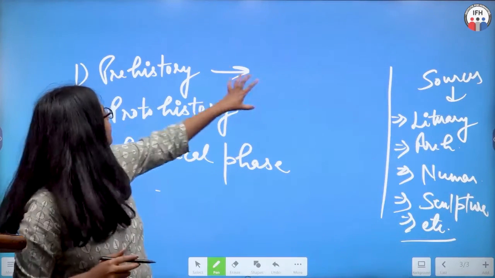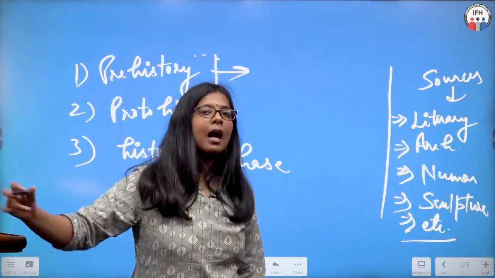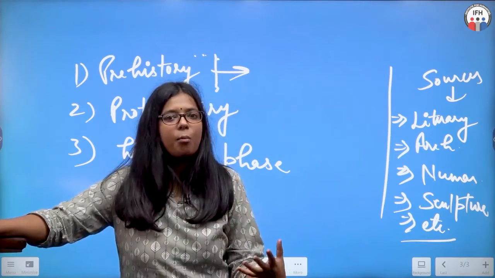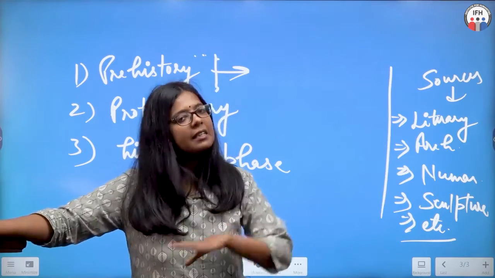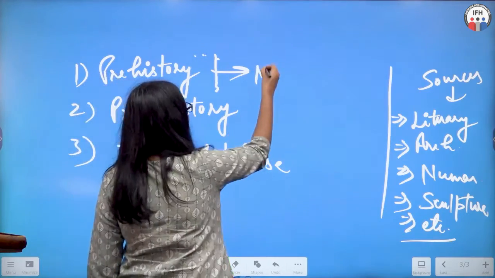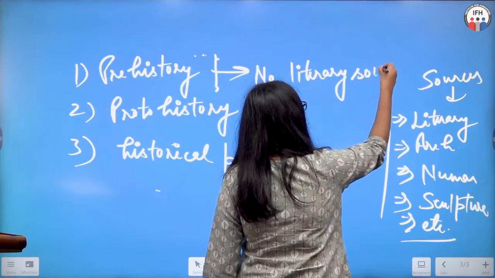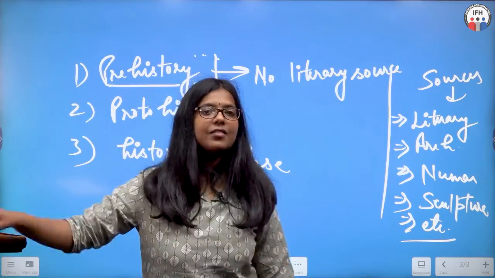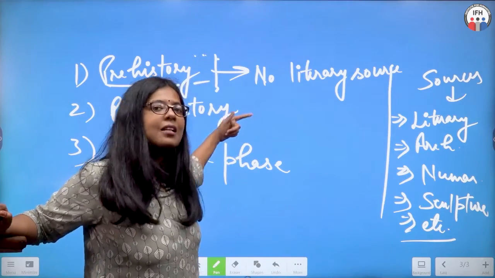What happens when we are talking about this particular phase? We are completely relying on archaeological sources, what those people have left for us in material form. For example, there will be bones, there will be the kind of grains that they were eating, these kind of things which are there. So no literary source. Prehistory is the phase where we do not find any written evidence. We are completely relying ourselves upon the archaeological sources to understand this particular phase.